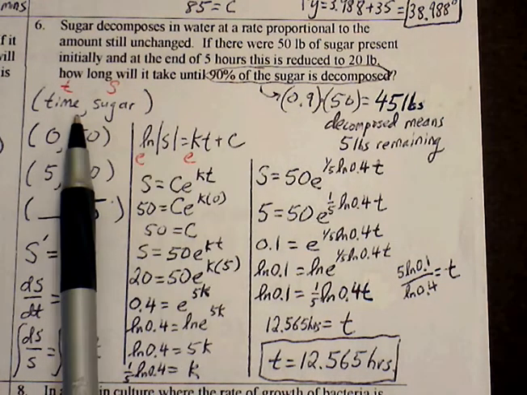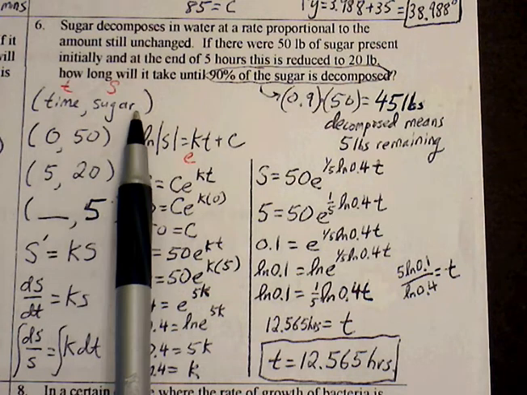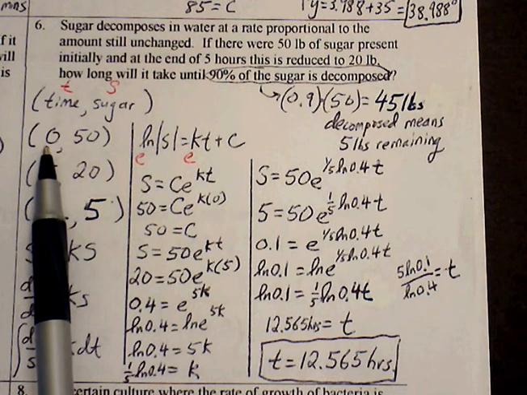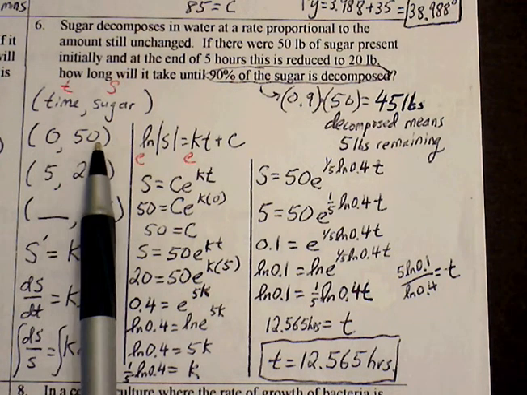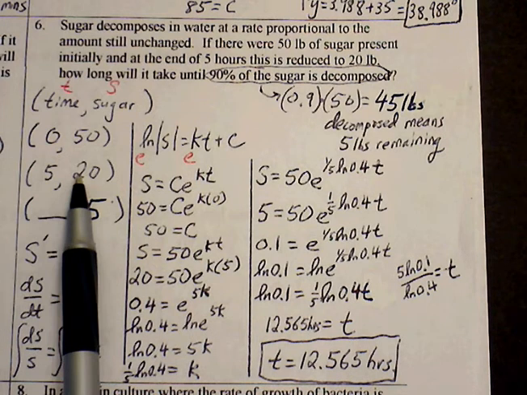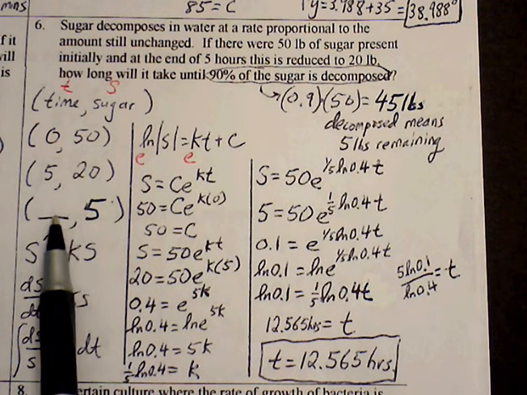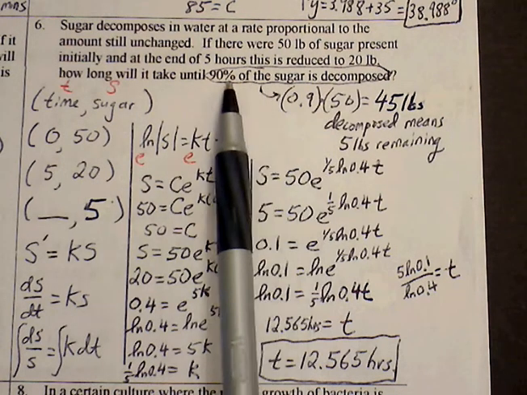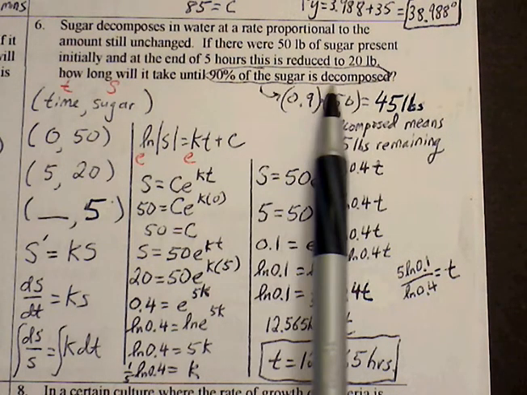So our independent variable is, again, time. Dependent is sugar. So we know that at 0 hours, initially, there will be 50 pounds of sugar present. After 5 hours, there's only 20 pounds. And then how long will it take until 90% of the sugar is decomposed? So the way that this is worded is a little bit different.